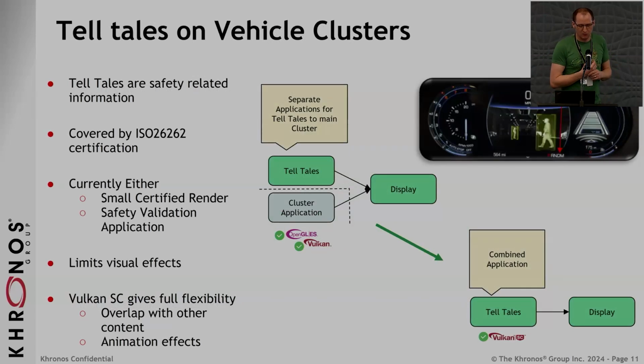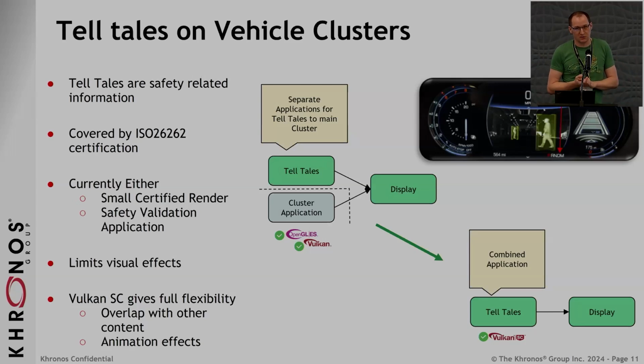If we move on, another little more traditional one. Clusters on modern cars are getting mostly digitized and rendered, but there are little bits of information on those screens which are considered safety critical. Those are nicknamed telltales. Those are things like brake warning lights, gear indicators, things like that.